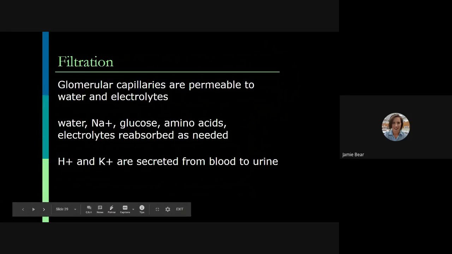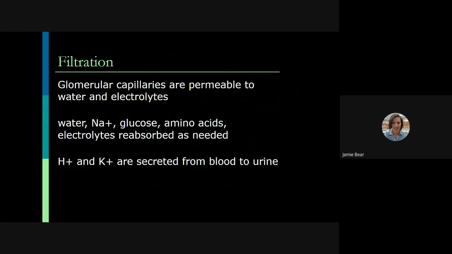Our kidneys work creating urine and excreting substances as necessary through first filtration, and that's where the glomerular capillaries are permeable to water and electrolytes. Therefore, water, sodium, glucose, amino acids, and a variety of electrolytes can be reabsorbed as needed. And when we say reabsorbed, we mean those capillaries become permeable and allow for the capillaries to hold on to or keep those substances and go back into our circulating blood volume.